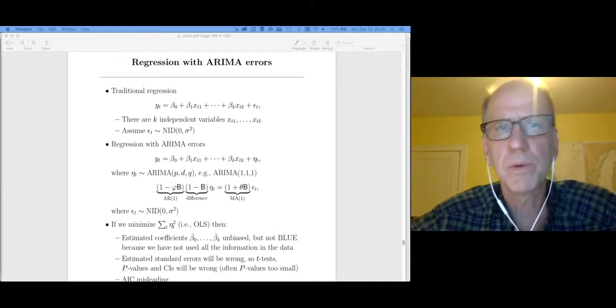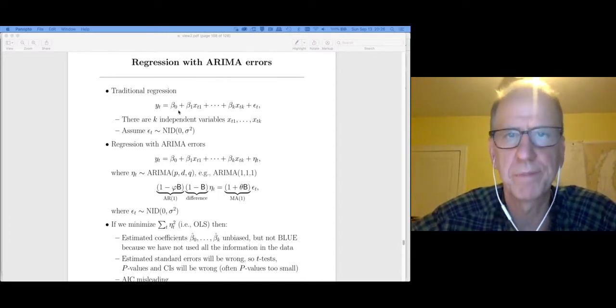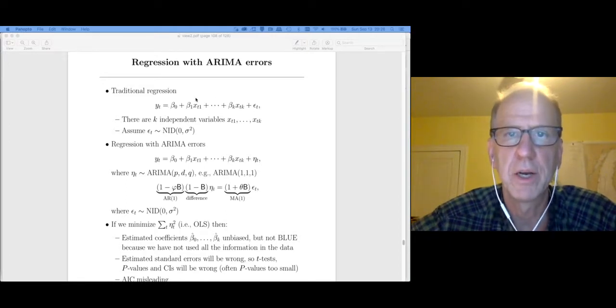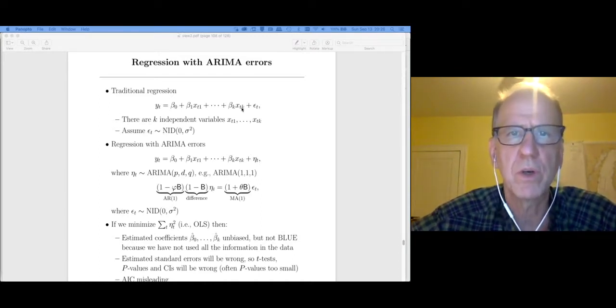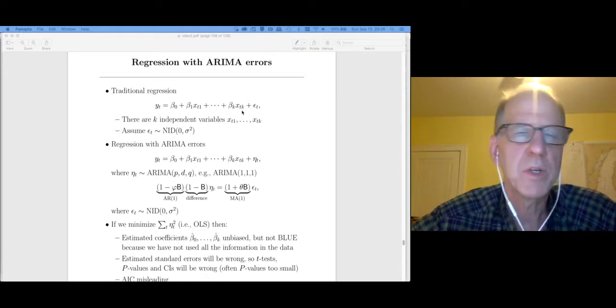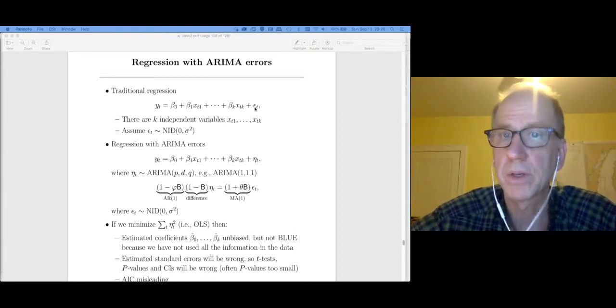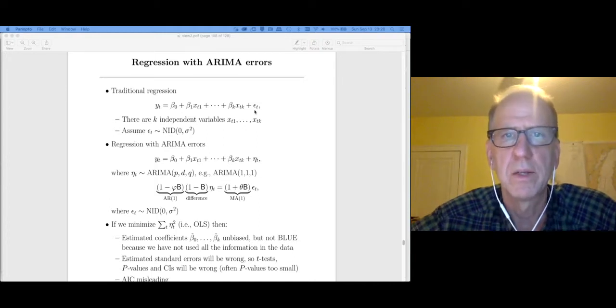So let's have a quick review of traditional regression analysis. Remember, with regression, we assume that y is some linear combination of predictors. Now, back in the regression class, we had p predictors. Since p is used for the autoregressive order, I'm going to use k as the number of variables that I have. Then, importantly, we assume there are errors that are independent of one another and homoscedastic. So that is the traditional regression model.